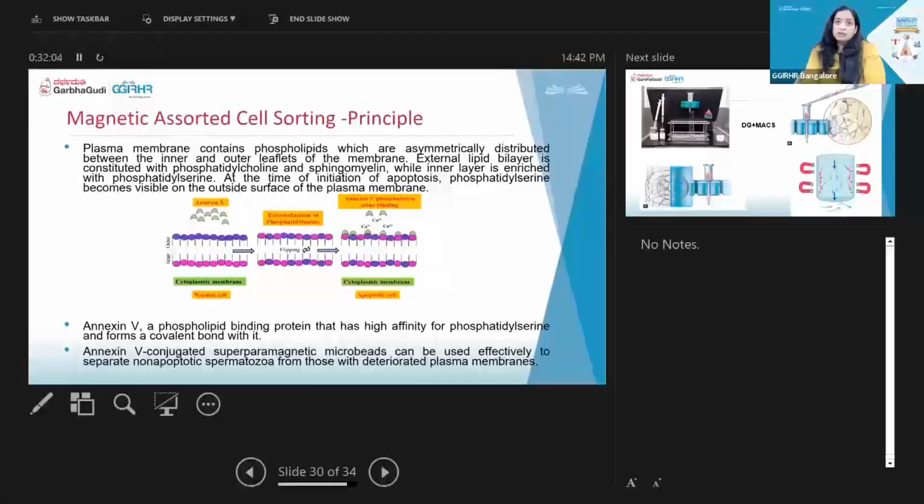It is based on identifying the sperms whose membranes have phosphatidylserine, which is present on the outer surface of the membrane in the bilipid layer. It is identified by annexin V, which is a phospholipid binding protein. This annexin V is conjugated with superparamagnetic microbeads. That means it has a magnetic bead attached to the annexin. This annexin in turn binds to the phosphatidylserine, which is observed only in sperms which are apoptotically marked, or which have damaged DNA.